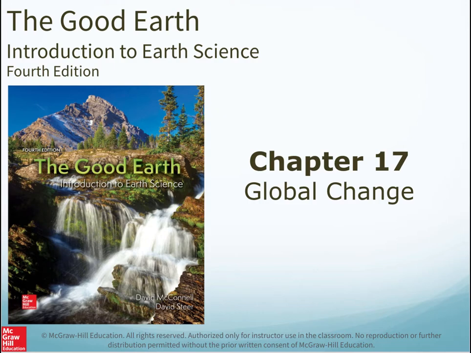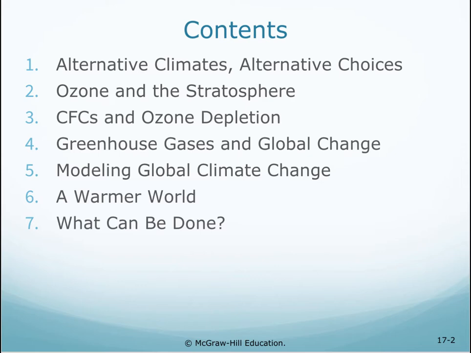Chapter 17, Global Change. Alternative climates and alternative choices, ozone and the stratosphere, CFCs and ozone depletion, greenhouse gases and global change, modeling global climate change, a warmer world, and what can be done.